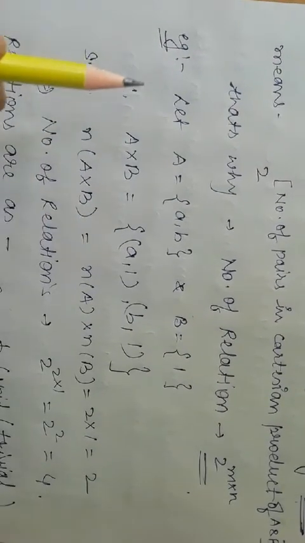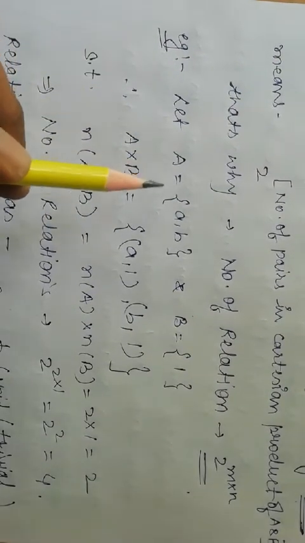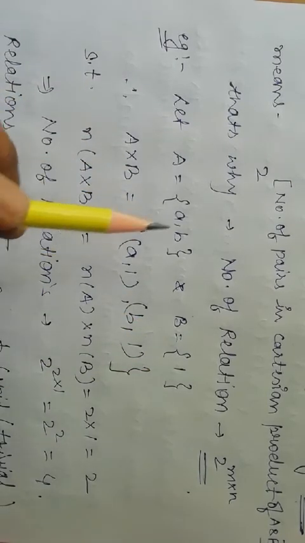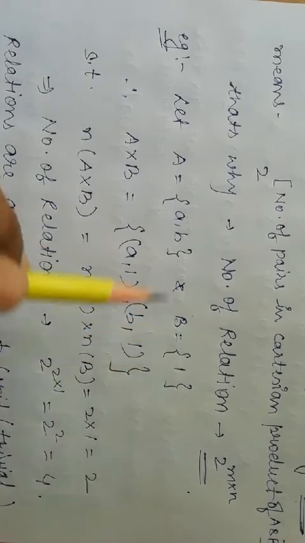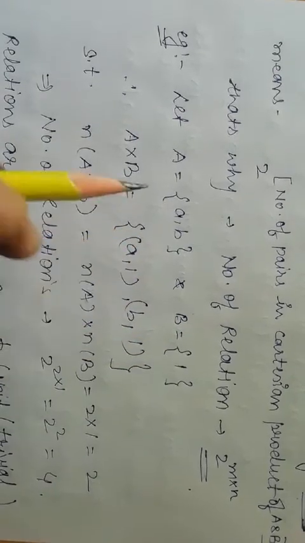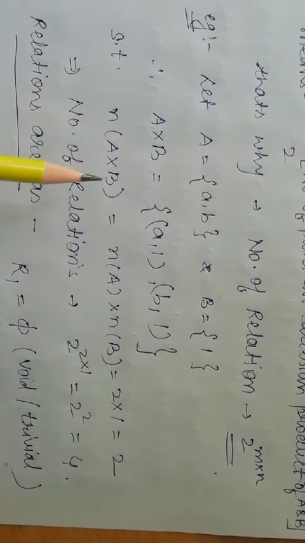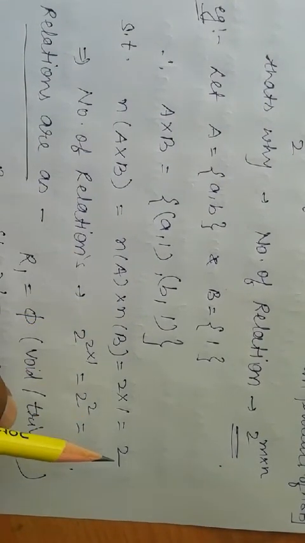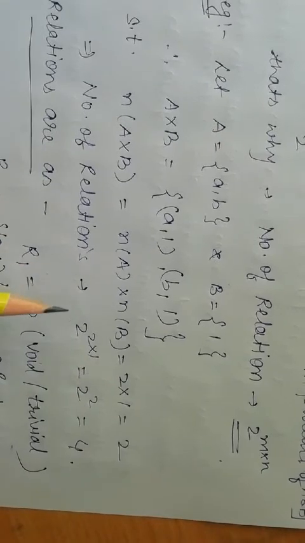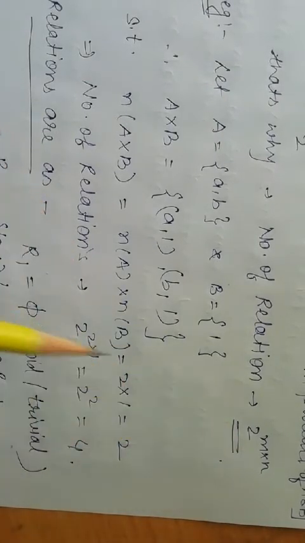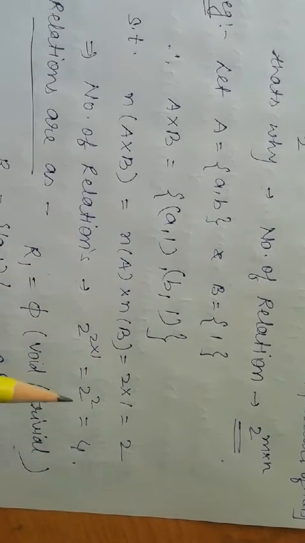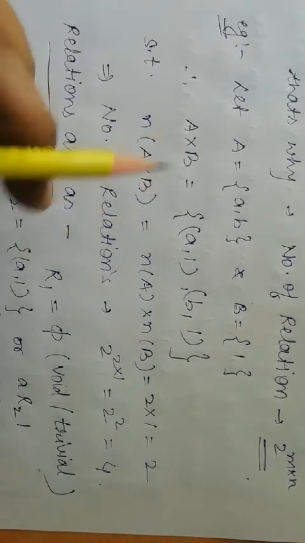To understand it, let us consider an example. Let A have 2 elements and B have 1 element. Then A cross B has these 2 ordered pairs, A comma 1 and B comma 1. So n of A cross B is n of A times n of B, equal to 2 into 1, which is 2. So the number of relations can be expressed by 2 raised to m cross n. I can take 2 raised to 2 into 1, which is 2 raised to 2, and that is 4. So there are 4 possible relations from this A cross B.